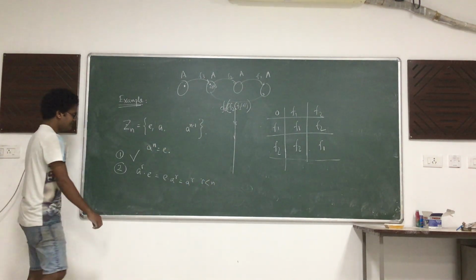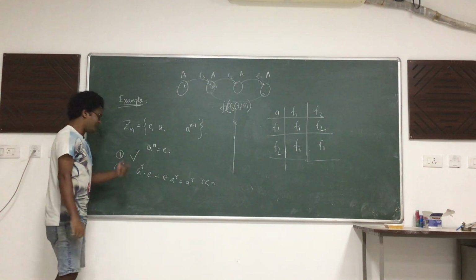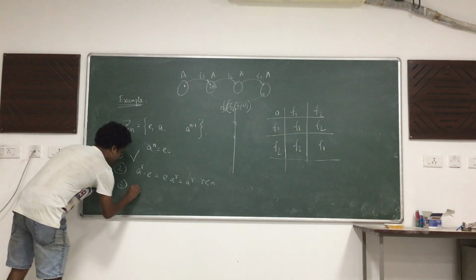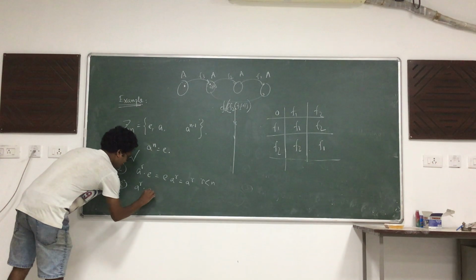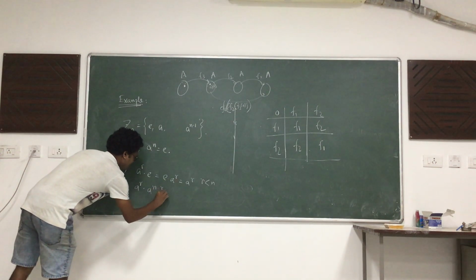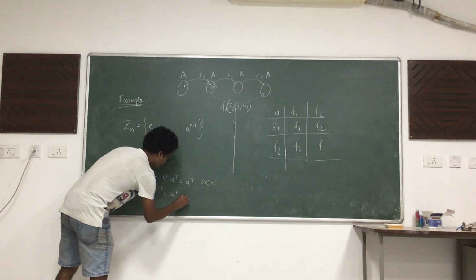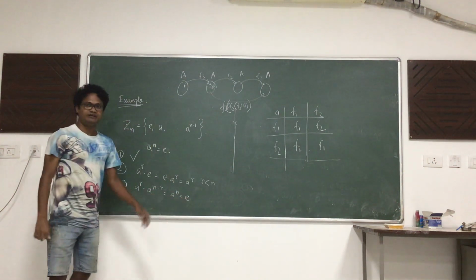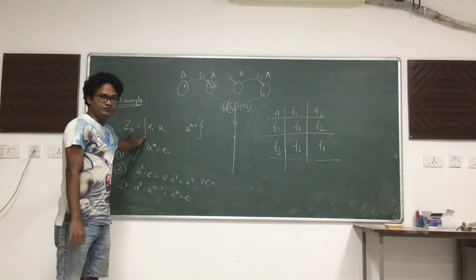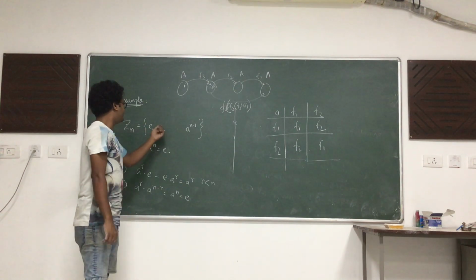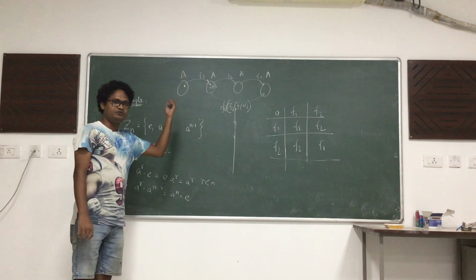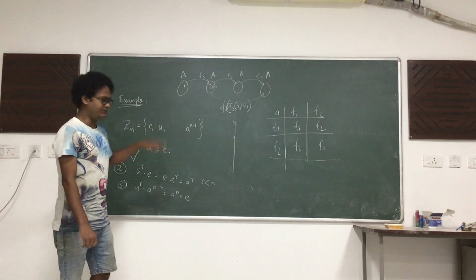And what is the inverse? The inverse of A to the power R will be A to the power n minus R, because A to the power n is the identity. So that will be the inverse. That's called the Zn group. It's basically a collection of A, A to the power 1, A squared, and so on up to A to the power n minus 1.